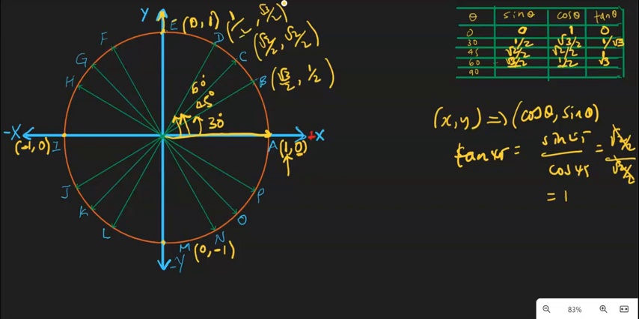So the x coordinate is cosine of 60, which is half, and y coordinate is square root of 3 divided by 2. Then the next very common angle is 90 degree. So sine of 90 degree is 1, and the cosine of 90 degree is 0, and tangent of 90 degree will be 1 divided by 0, which is infinity, I would say. So that is 0 and 1.